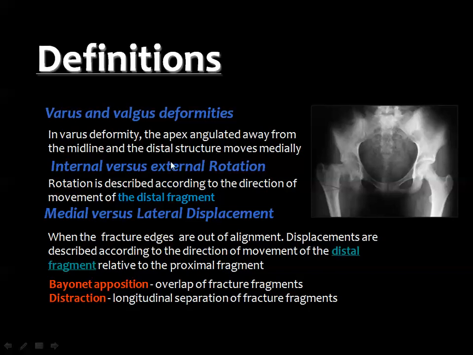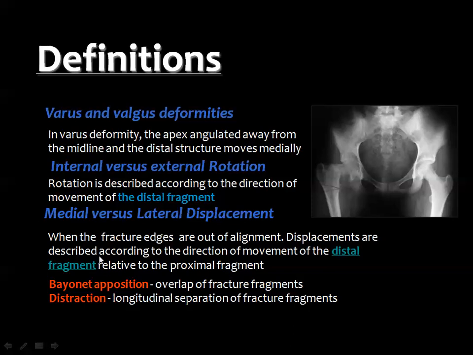In valgus and varus deformities, in the varus deformity, the apex is angulated away from the midline, while the valgus deformity means that the apex is angulated towards the midline. And this is an example. In this hip, for example, the apex is angulated towards the midline, and this means that you are dealing with a valgus deformity. Internal and external rotation, this means the direction of rotation of the distal fragment in relation to the fracture line.